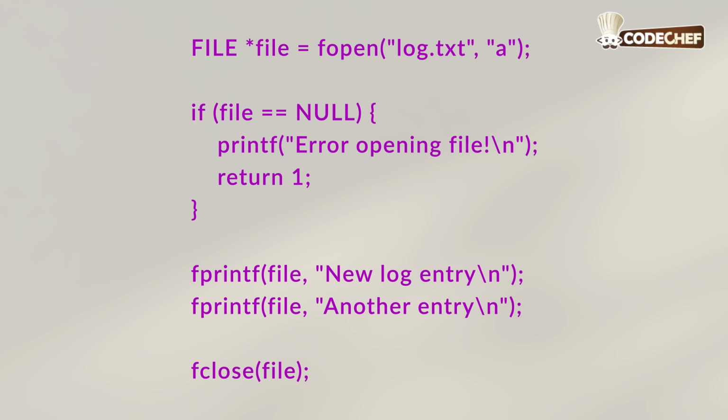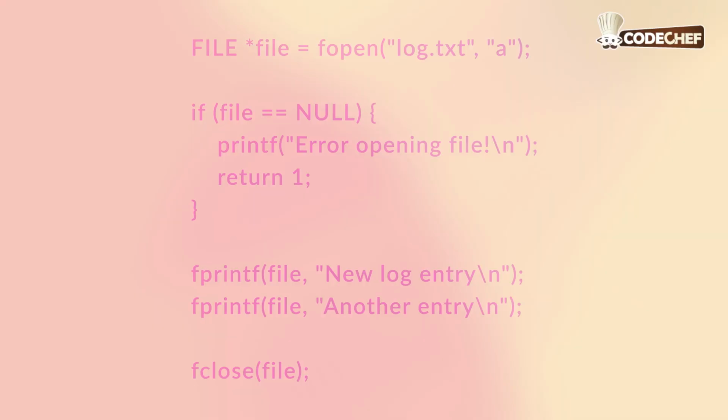So each time you run this program, if log.txt doesn't exist, it is created with these two lines. And if log.txt exists, these two lines are added to the end, and previous content is preserved. This is how most real-world logging systems work. They append new entries without losing old ones.